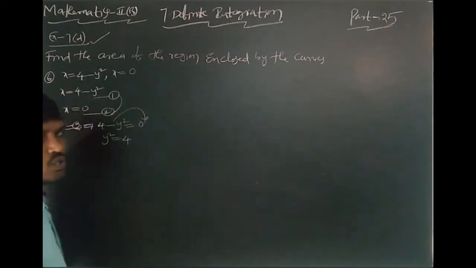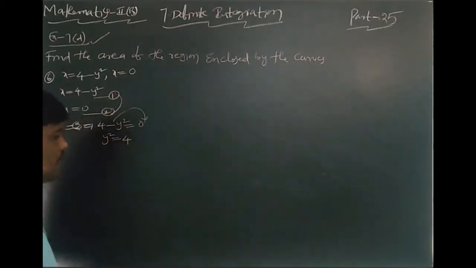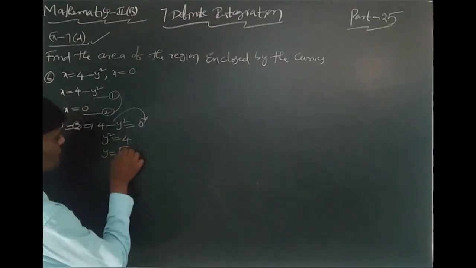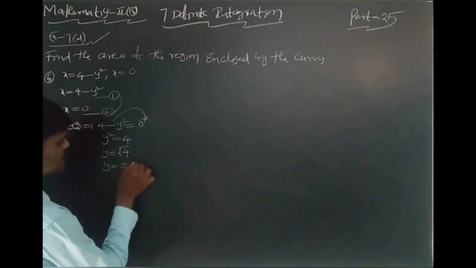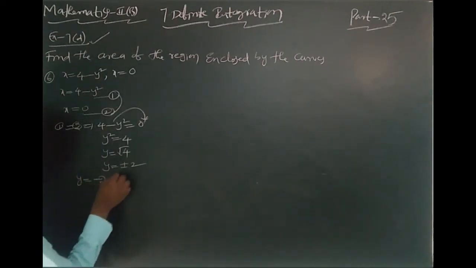Next, y square is equal to 4. This y square goes to the left side, and on the right side you get a positive y square. Y is equal to square root of 4. Y is equal to plus or minus 2. Nothing but y is equal to minus 2 is one limit.